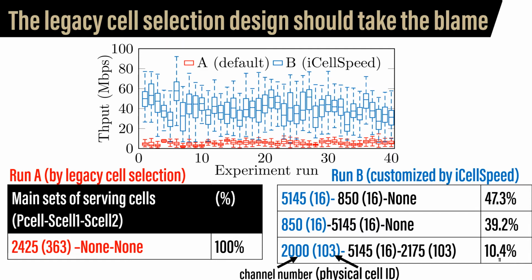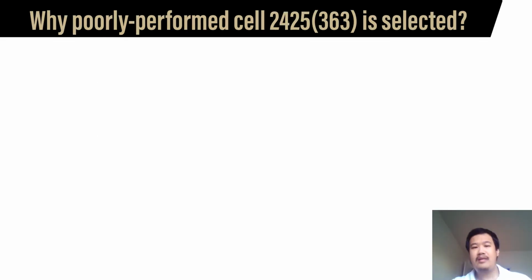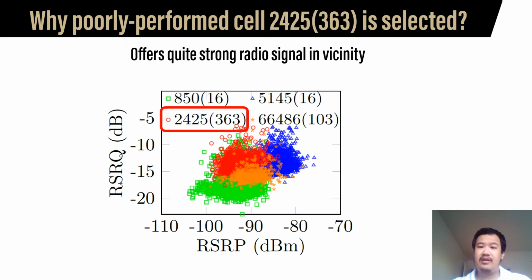So why does cell selection choose the poorly performed cell at run A and not choose other cells which can provide higher speed? Now, let's go into detail and explore why cell 363 is selected. One thing we notice here is that this cell has quite strong radio coverage around this location. Its RSRP is higher than -100 dBm, and its RSRQ is largely higher than -15 dB. It is comparable and even better than other well-performed cells, like cells over channel 850 and channel 5145 with cell ID 16.